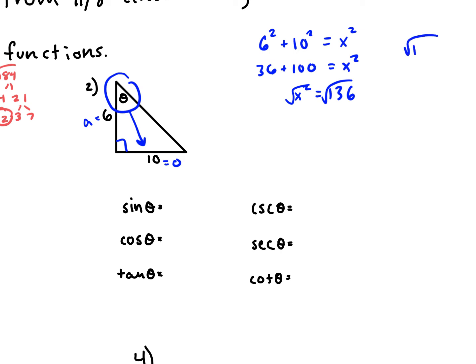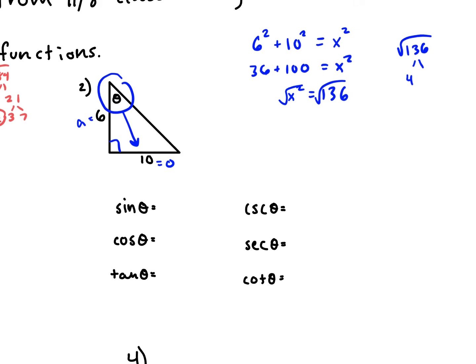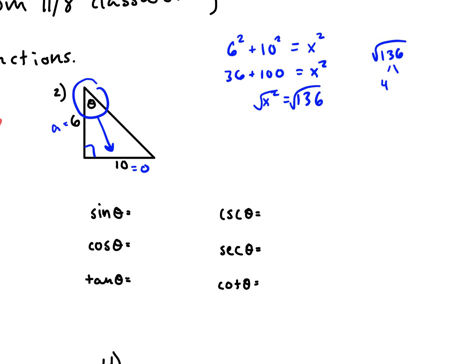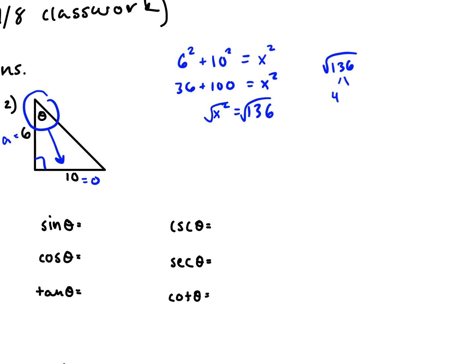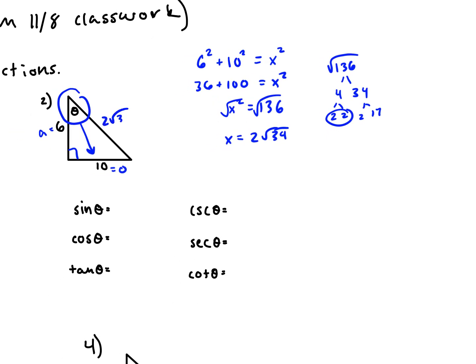Let's see if we can break down 136. We know 2 goes into it, actually 4 goes into it. You can use a calculator for this part, though you don't really need one because it has to be an exact answer. So 4 breaks down into 2 and 2, and 34 breaks down into 2 and 17. So what comes out? 2 times square root 34. Awesome. So our hypotenuse is 2 square root 34.